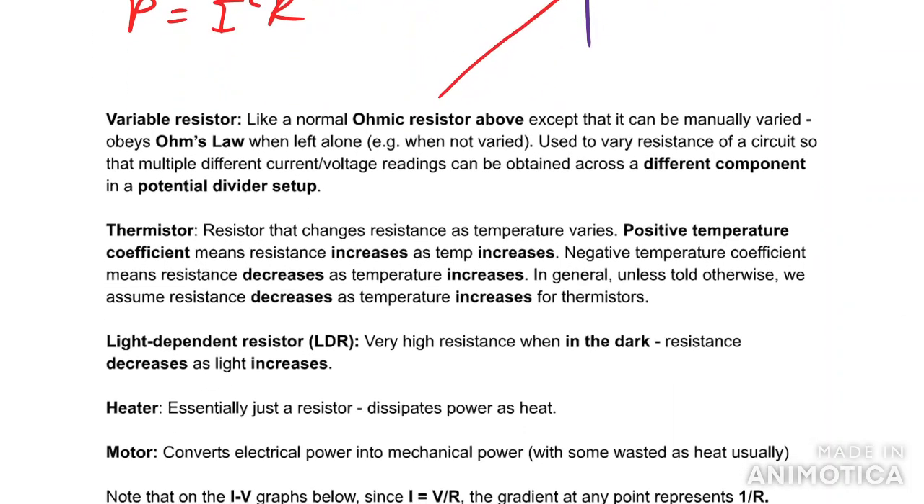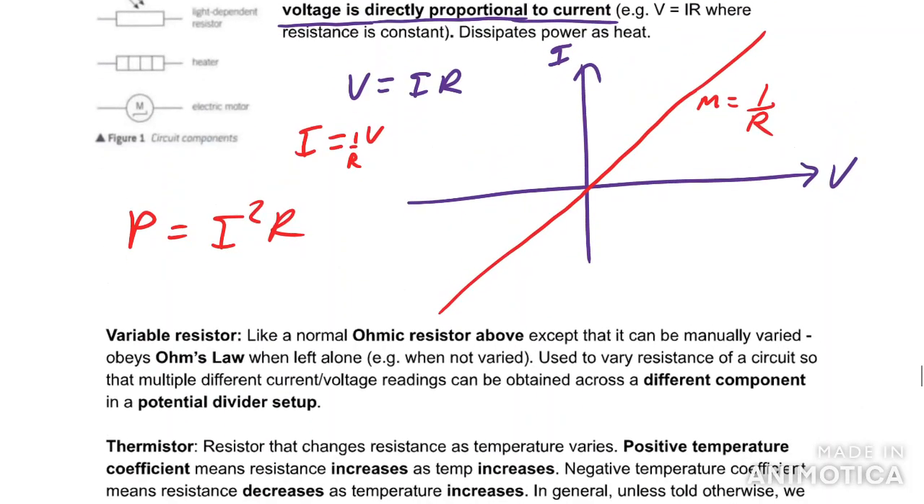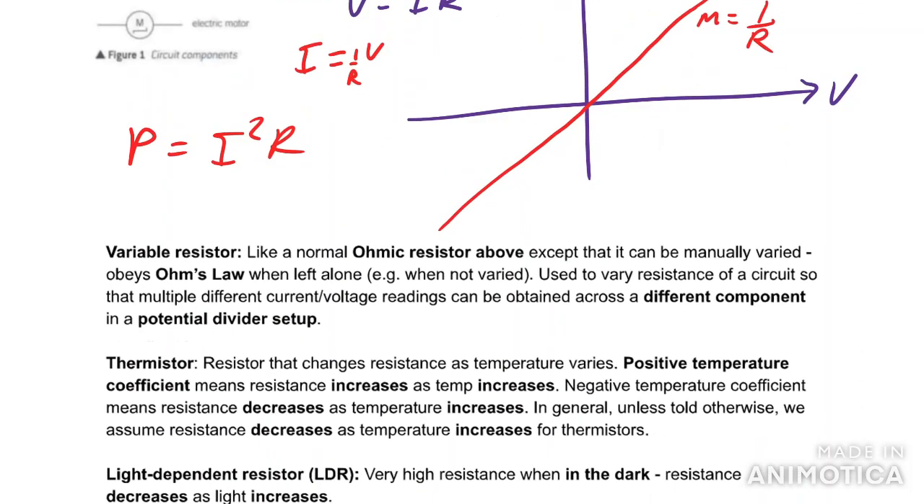A variable resistor is an ohmic resistor. It obeys Ohm's law. The only difference is that it's like having lots of different resistors. You can choose what resistance it has. And so when you're not touching a variable resistor, it's a fixed resistance, like when you don't adjust it. So it must obey Ohm's law. It's just that you can change what resistance value it takes. So you can make it steeper or less steep, but they're all going to be straight lines through the origin.